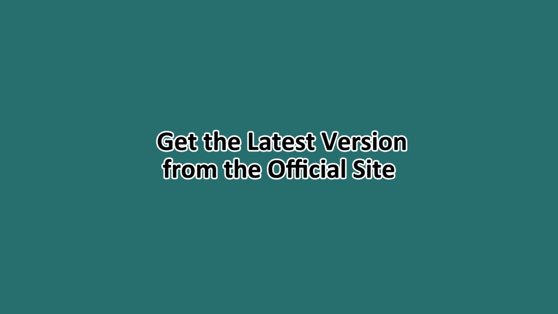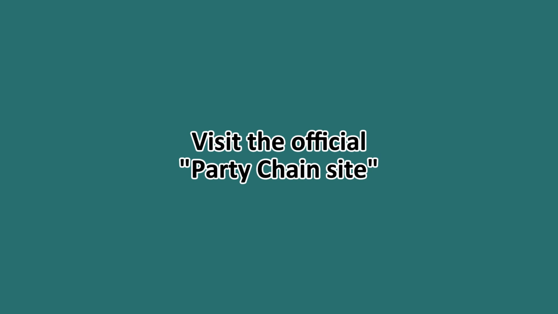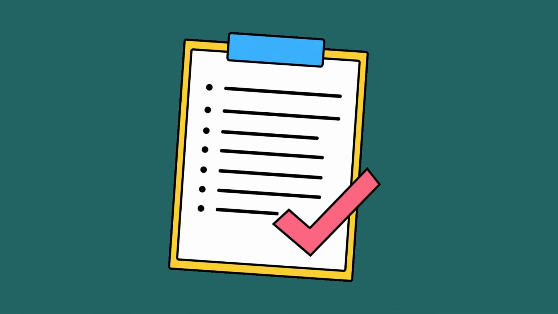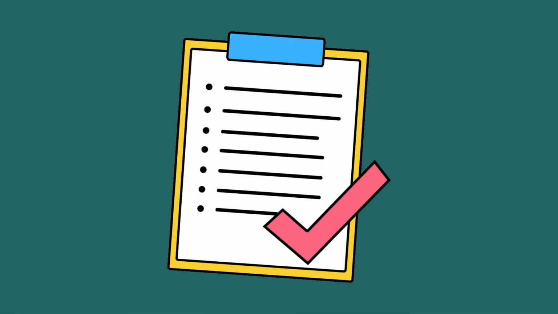Step 3. Get the latest version from the official site. Now once all the old versions are gone, you can get the fresh updated one. Visit the official Kemono Party site. This is crucial as it's the reliable source for updates. Look for any available update or the latest version of the extension or app on their homepage or dedicated download section. Then follow the instructions provided on their site to install the new version.